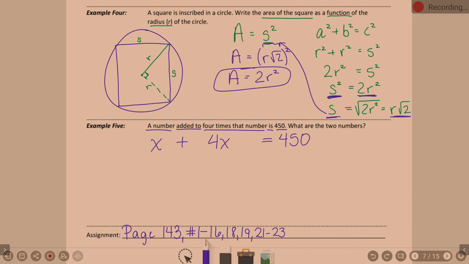So the idea here, though, is that, yeah, the shortcut is going to be take 450 and divide it into 5 pieces because you need the original number plus 4 times that number. So if we actually solve the equation here, x plus 4x is 5x. If 5x equals 450, then we find out that x is 90. That is your number. It also wanted 4 times that number. So 4x is going to be 4 times 90, or in other words, 360.